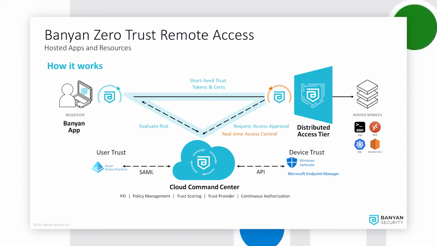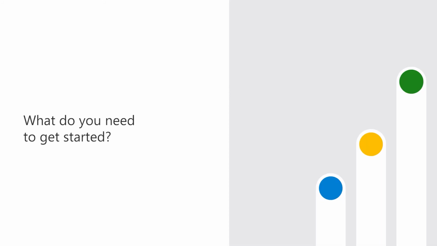Banyan is also a member of the Secure Hybrid Access program. So this means you can provide a simple single pane of glass access into all your resources across all the different hybrid environments in which they run. Banyan also integrates with other Microsoft tooling on the endpoint side, including Microsoft Defender for Endpoint and Microsoft Endpoint Manager. Banyan is able to incorporate device signals from these endpoint tools and use them in a zero trust authorization decision.